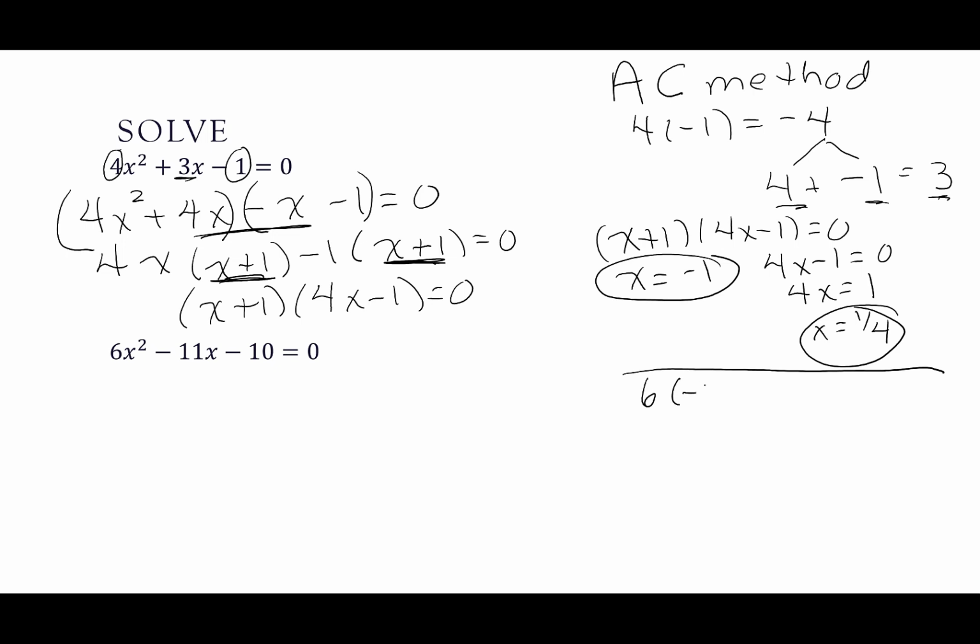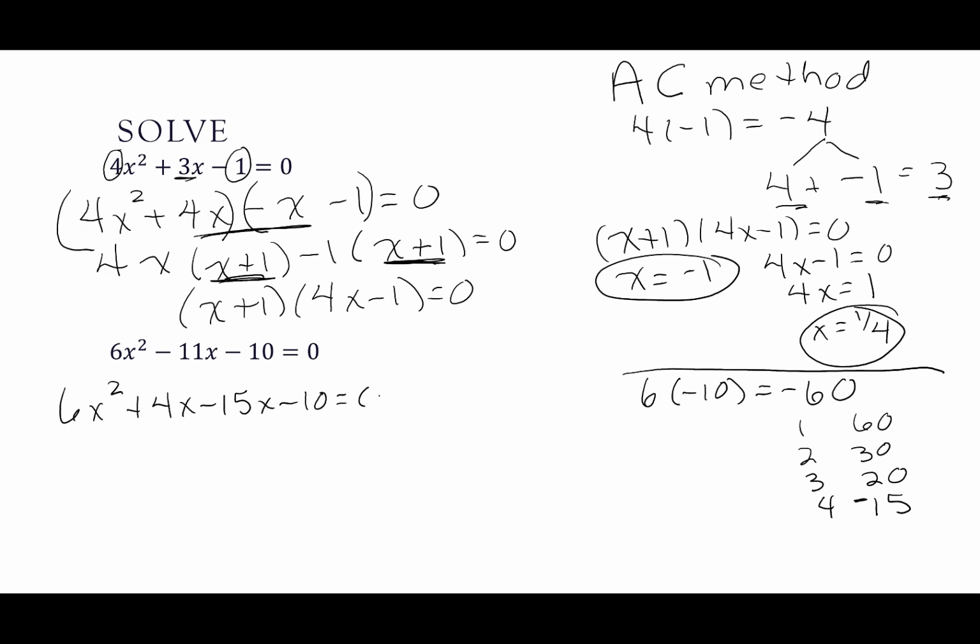So I'm going to do 6 times -10 is -60. And I am going to look for factors of -60 that give me -11. If you want, when you first start writing factors, you can just write them both as positive, and then we can fix the sign in a minute. So 1 times 60, 2 times 30, 3 times 20, 4 times 15, and I'm going to stop because 15 minus 4 is 11. And that's where I can throw the negative in to say it needs to be -15 plus 4. That way it comes out to -11. So I'm going to write 6x squared plus 4x minus 15x minus 10 equals 0.